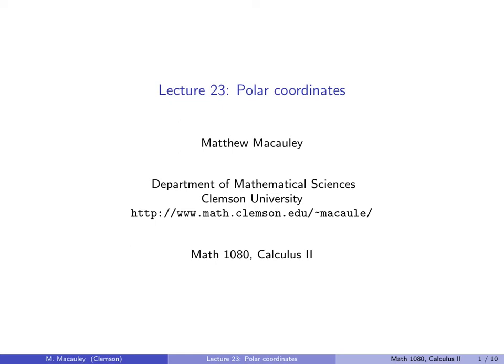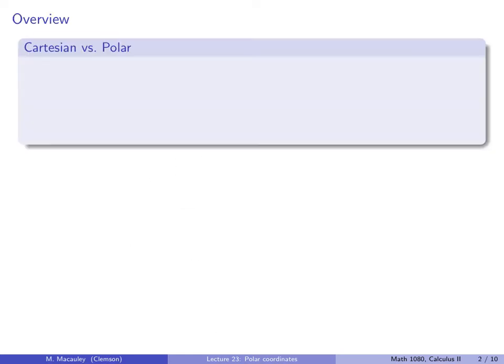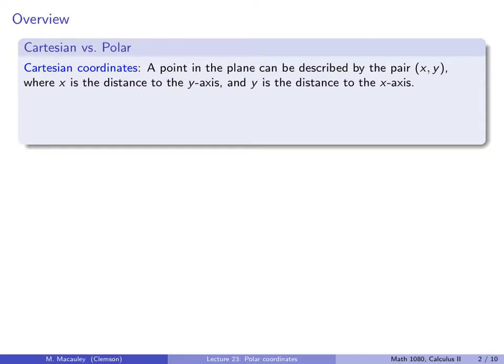Welcome to Lecture 23, Polar Coordinates. So, as an overview, let's compare Cartesian coordinates, which is something you're familiar with. This is just the xy plane, versus polar, which is new. In Cartesian coordinates, a point in the plane can be described by a pair xy. This is something you learned probably in middle school. And of course, x is the distance to the y-axis, y is the distance to the x-axis.